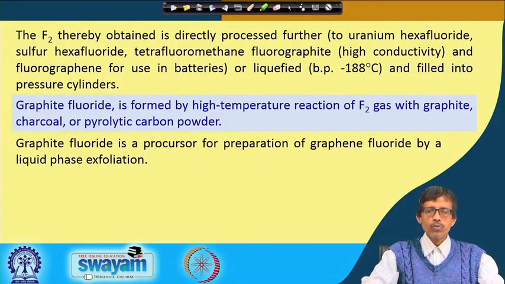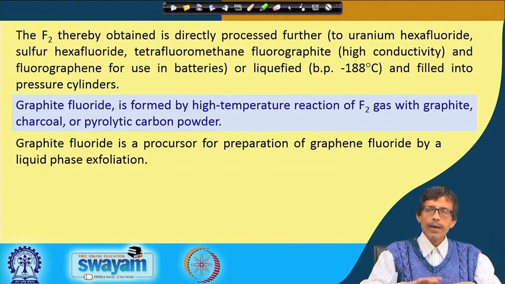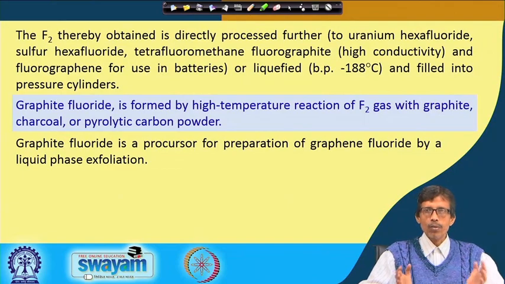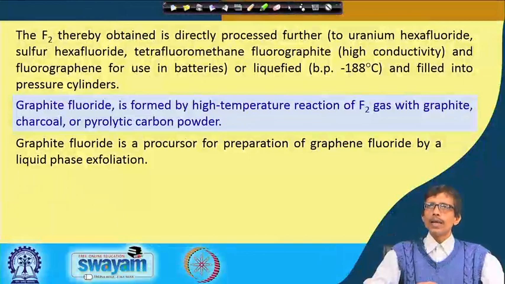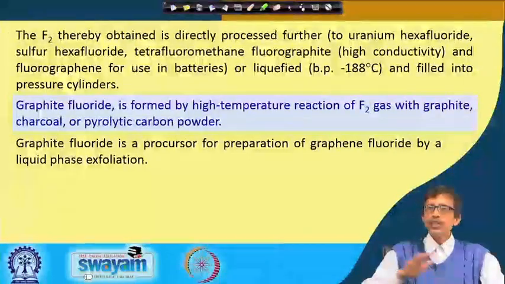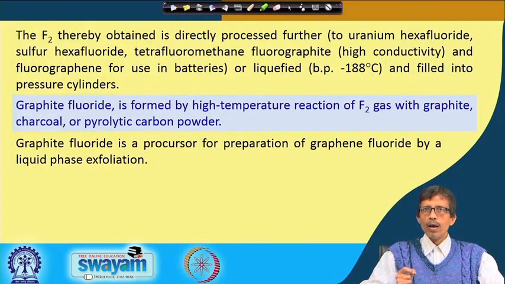So, it is also the precursor for the preparation of graphene fluoride by liquid phase exfoliation. The technique applied is layer by layer removal from your graphite block or graphite sheet or whatever it is. If you are able to remove one of the layers from that graphite surface, it is your graphene. Graphene is nothing but a sheet. The technique is known as exfoliation, that means the layer-wise removal of the graphene sheet from the graphite material.